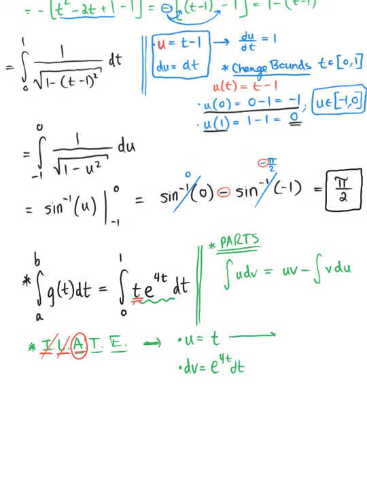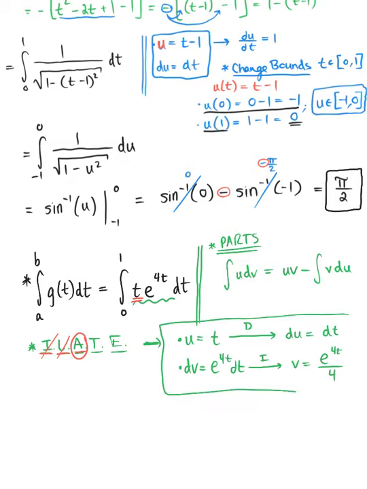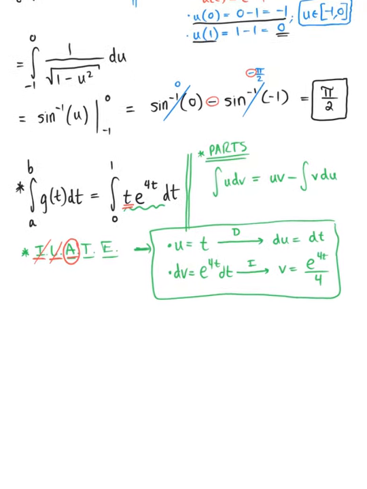So from u, we need to differentiate to attain du, which in this case is just dt. And now from dv, we need to integrate to attain v, which will be the natural exponential raised to the 4t by 4. So these are the integration by parts substitutions that we're going to need in order to evaluate this. So we'll give ourselves plenty of room.